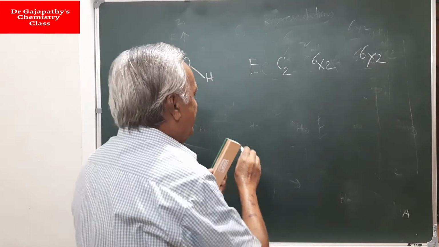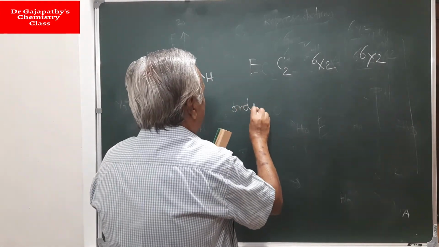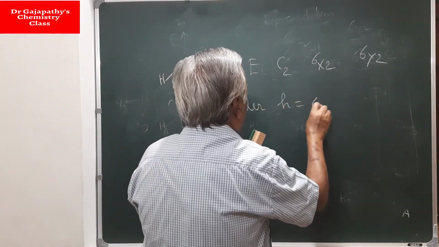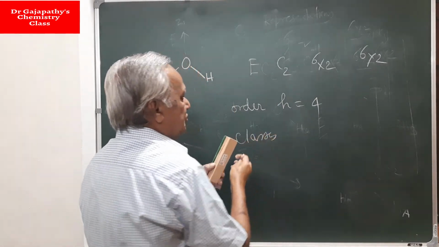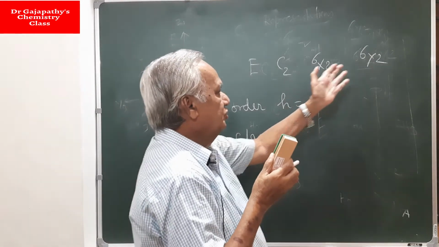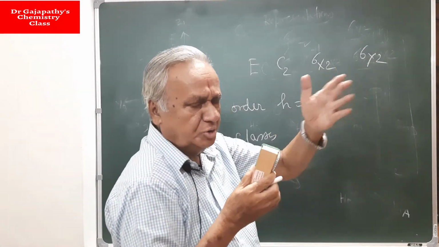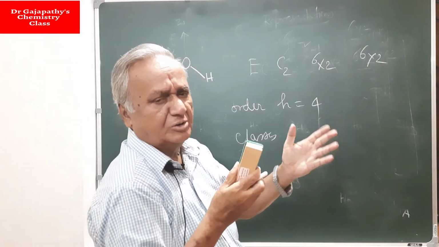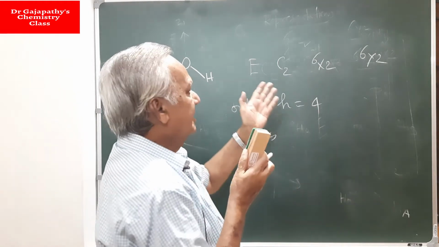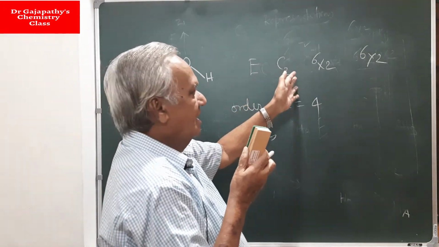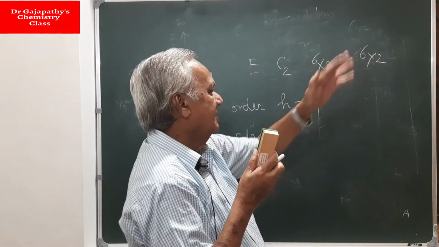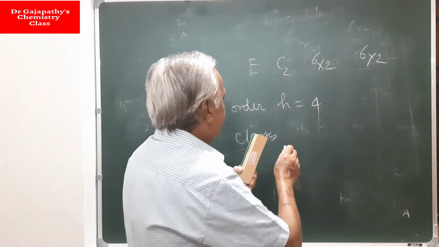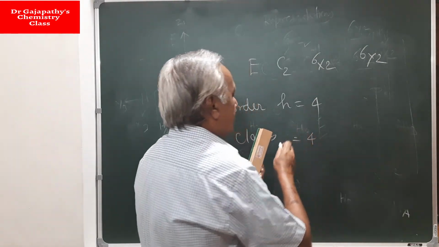The total number of operations is called the order. So order h equals 4. How many classes are there? Just now we have found out the 2 sigmas do not belong to the same class, they belong to different classes. So E is a class, C2 is a class, sigma xz is a separate class and sigma yz is a separate class. So class is also equal to 4.